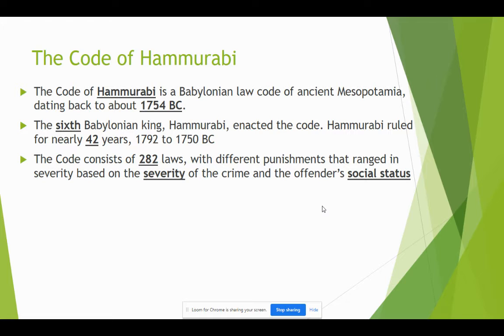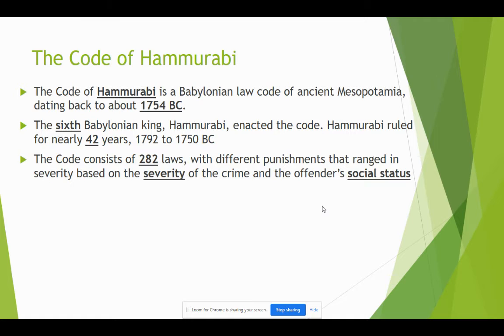The code consisted of 282 laws with different punishments that ranged in severity based on the severity of the crime and the offender's social status. So severity means how bad the crime is, which will influence how bad the punishment is. So for a small crime, you'll have a smaller punishment. For a larger crime, you'll have a bigger consequence.